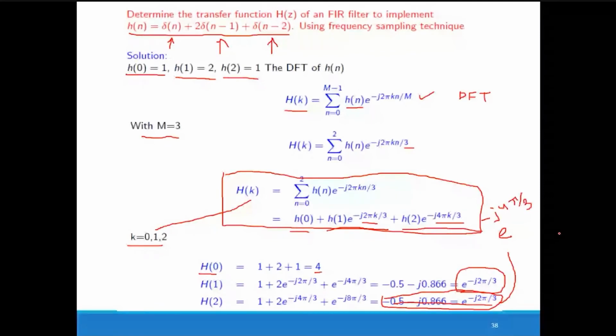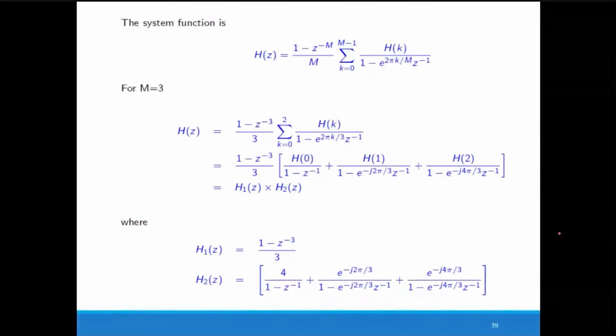The system function we derived earlier is H of z equal to 1 minus z raised to minus N by N into sigma k equal to 0 to N minus 1 of H of k over 1 minus e raised to j 2 pi k by N into z inverse. Here alpha is equal to 0, so that term is removed from this equation. Now for N equal to 3, the equation will be 1 minus z raised to minus 3 by 3 sigma k equal to 0 to 2 of H of k over 1 minus e raised to j 2 pi k by 3 into z inverse.